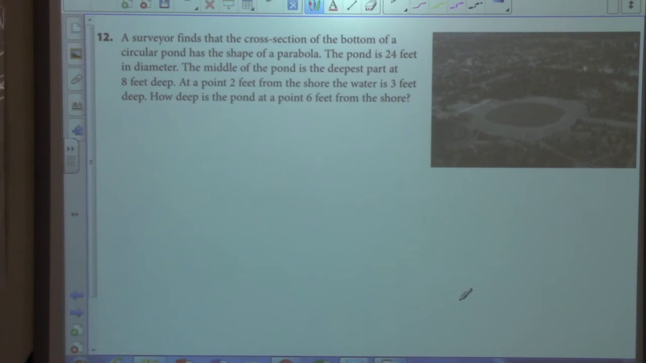Think of stock pond, okay? Stock pond is going to look like what? It tells you a parabola. Stock pond will look kind of like this. Look at that sideways, right? So we're told the stock pond has a parabolic shape.